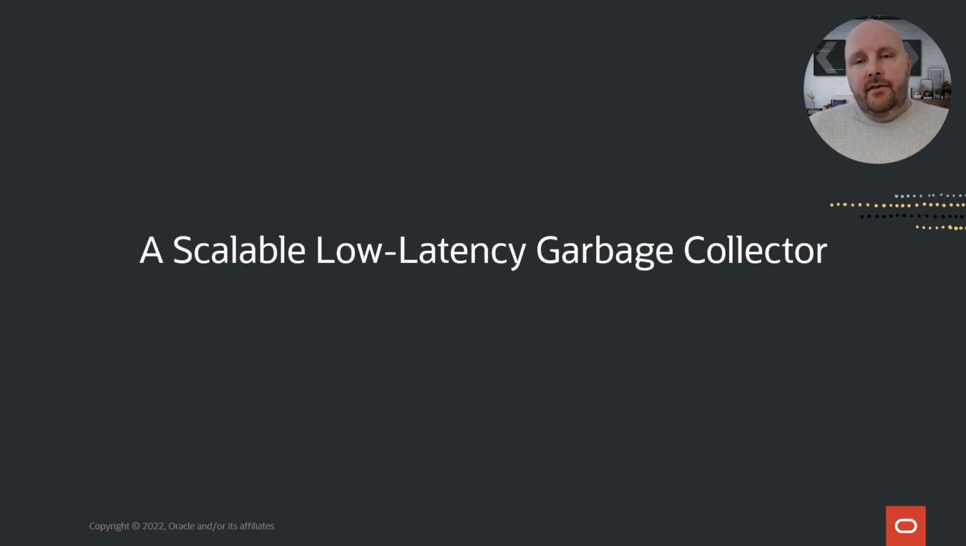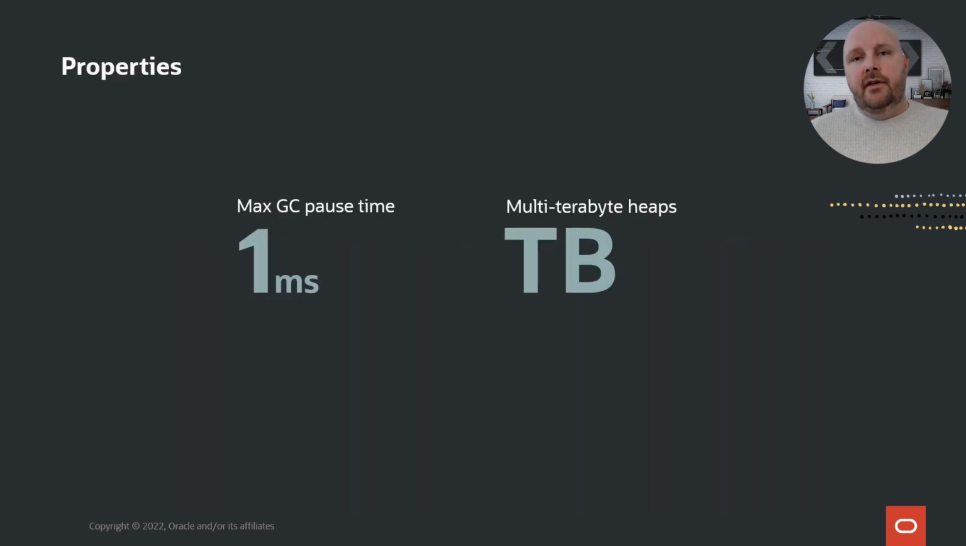Okay, so this is how we describe ZGC in one sentence: a scalable, low-latency garbage collector. And to get a better sense of what we mean with scalable and low latency in this context, we can have a look at some of the properties of ZGC. So when we're talking about latency, we're referring to GC pause times. And ZGC is a sub-millisecond max pause time GC. So you'll never see a GC pause longer than 1 millisecond.